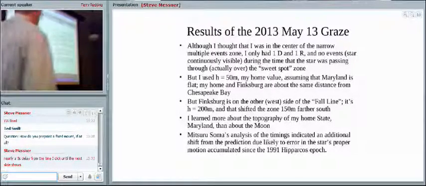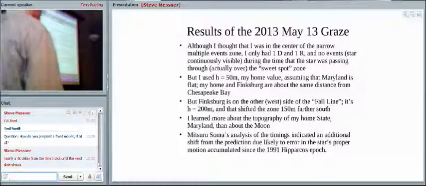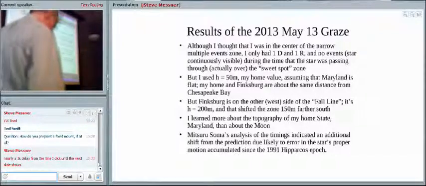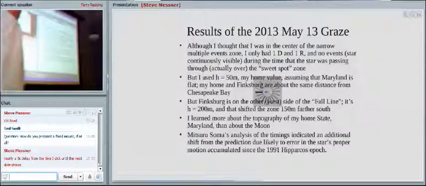And Mitsuru Soma's analysis of the timings indicated an additional shift that's likely due to the star's proper motion. Next slide.